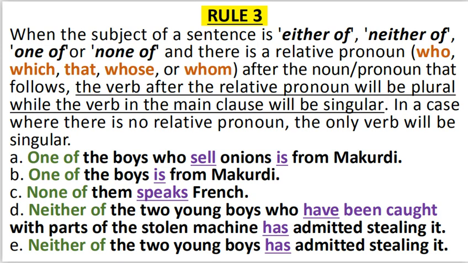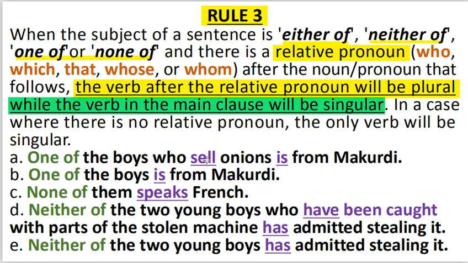The rule says, when the subject of a sentence is either of, neither of, one of, or none of, and there is a relative pronoun, whether who, which, that, whose, or whom, after the noun or pronoun that follows, the verb after the relative pronoun will be plural, while the verb in the main clause will be singular. In a case where there is no relative pronoun, the only verb will be singular.